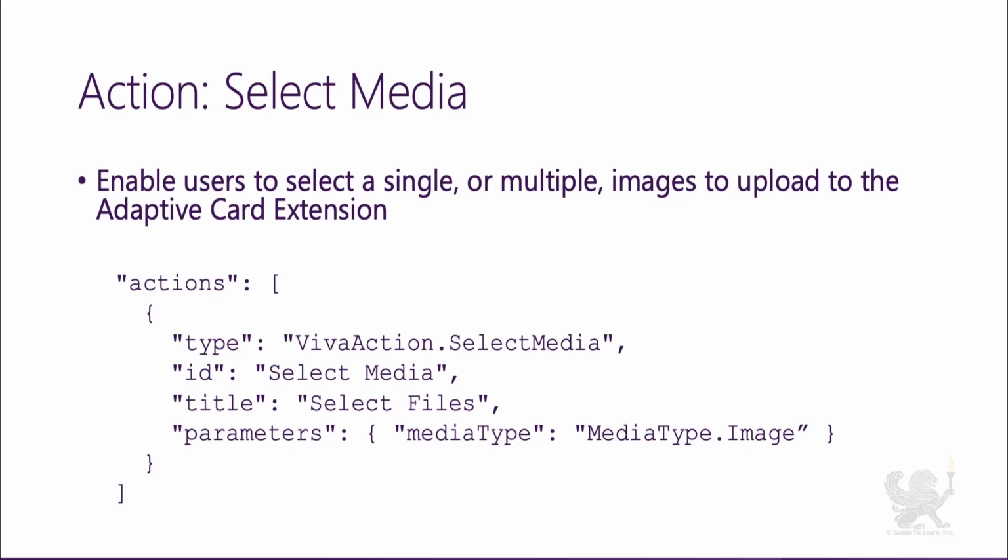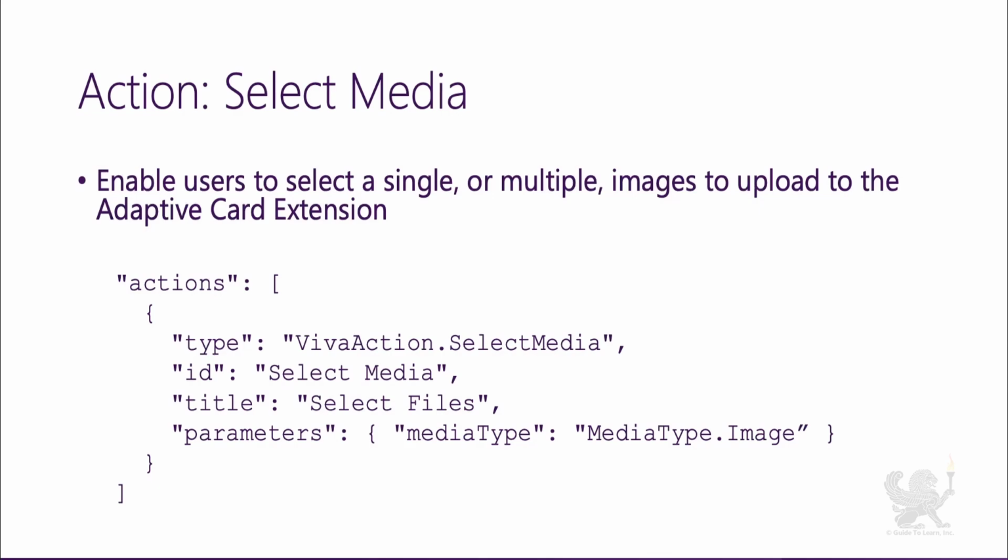ACEs are uploaded as base 64 strings. The way you do this is you're going to add the code that you see here on the slide to an adaptive card. You can do this from an adaptive card, or you can do it from a quick view or a card view where you specify actions, like when you click a button. But in this case, I'm going to show you how to do it from the code implementation for an adaptive card extension. You can see I'm setting the type equal to VivaAction.SelectMedia, and then I'm giving it a title and an ID.